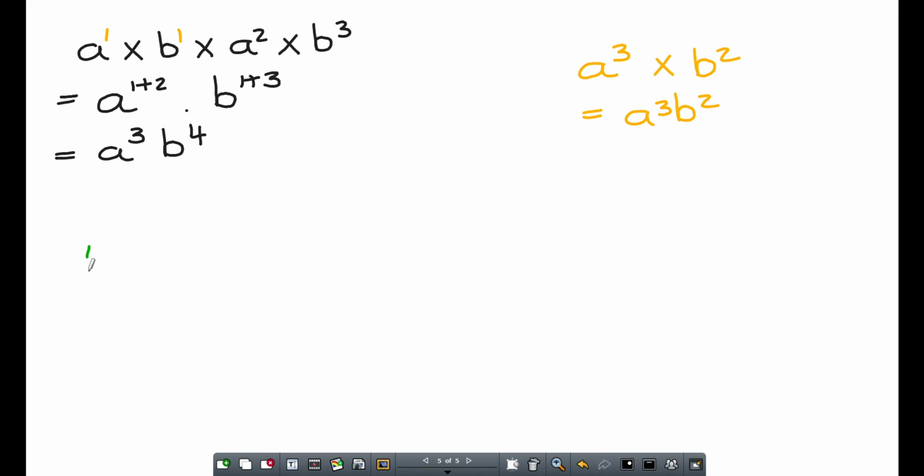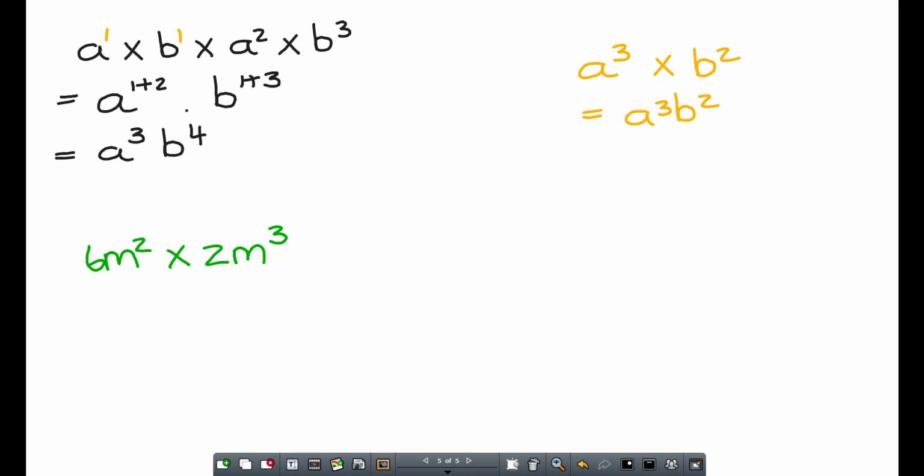So now I'm adding that. I'm going to say 6m to the power of 2 times 2m to the power of 3. Can you see it's more or less the same as what we just had? The only thing that's different is now I've got a coefficient as well. So the same rules apply.